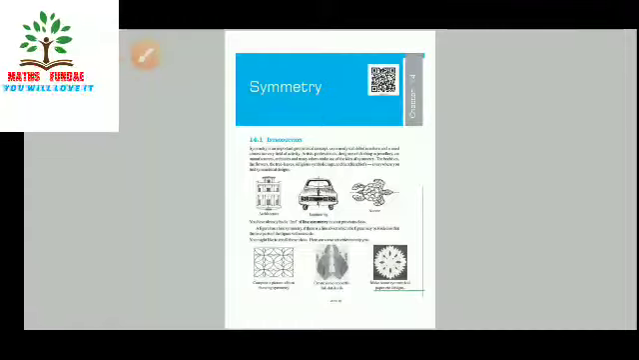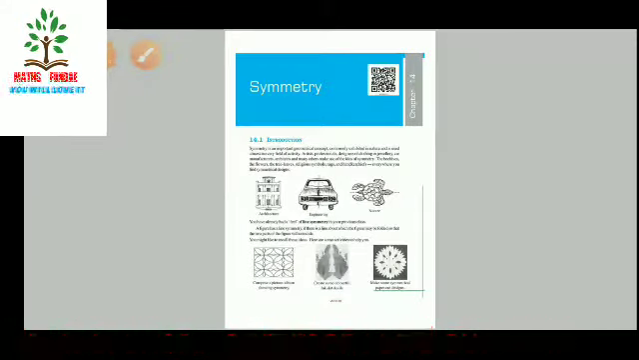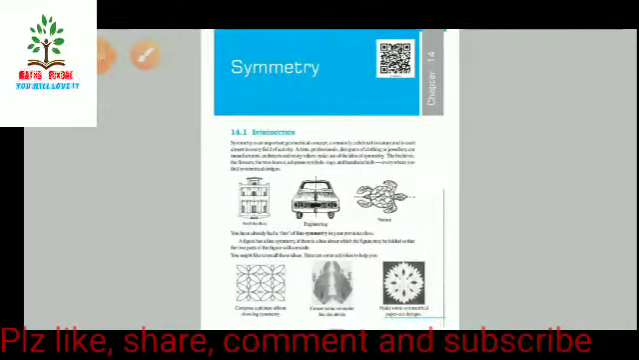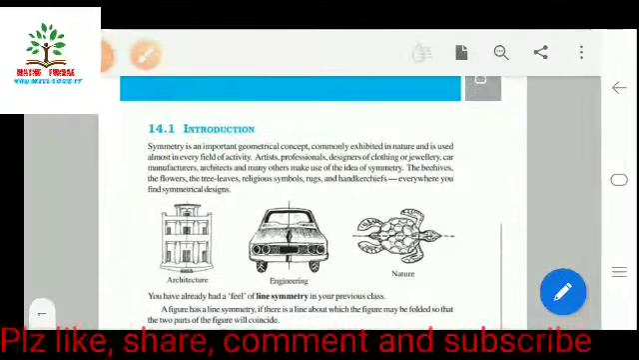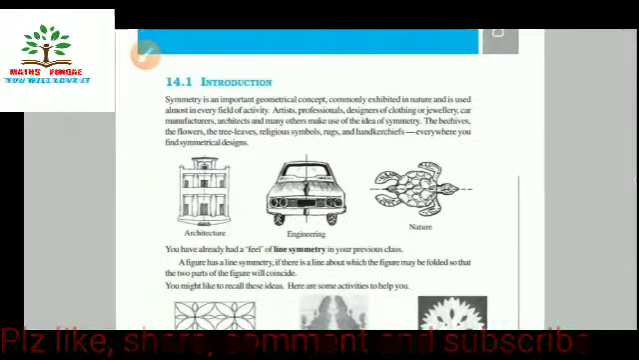Today we are going to do chapter number 14, that is Symmetry, of the class 7 NCERT book. So what is symmetry? First we'll do the introduction.